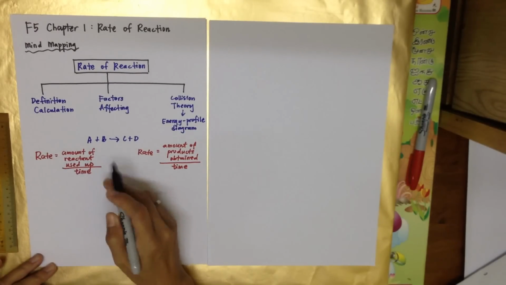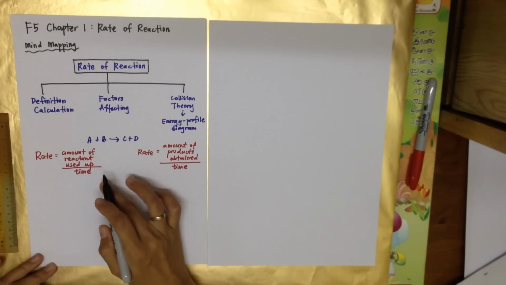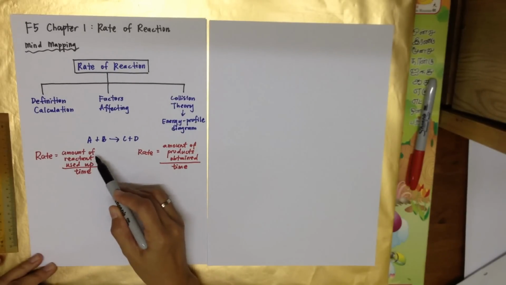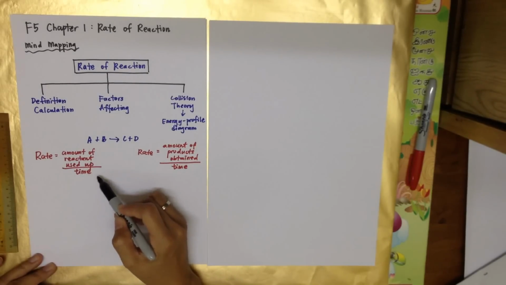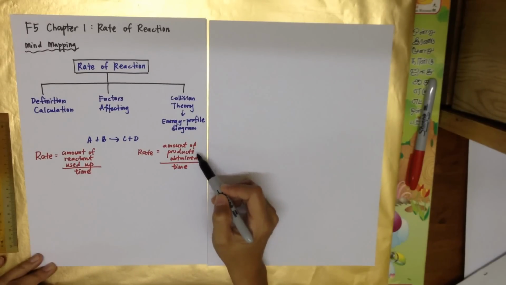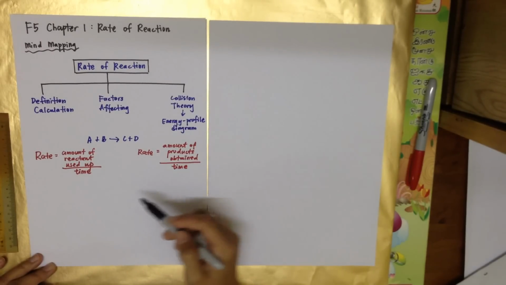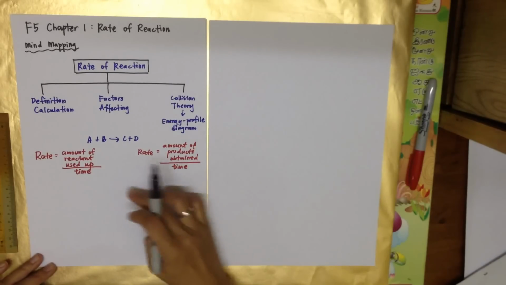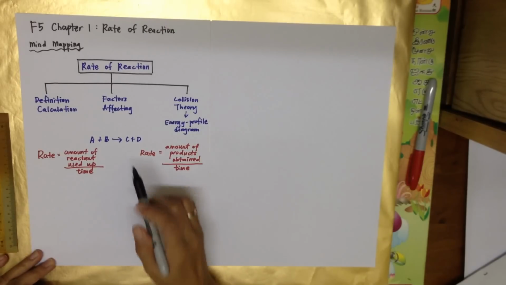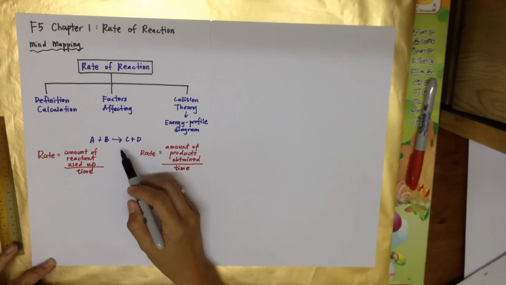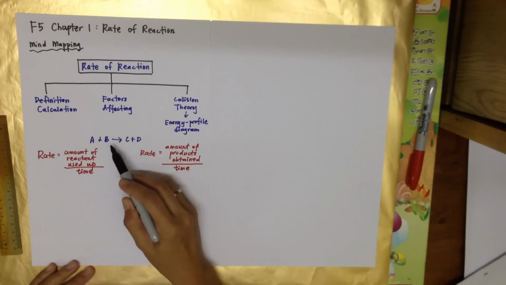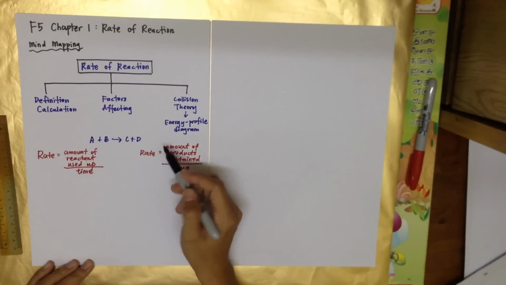So this will be the formula for the rate of reaction, in which rate of reaction equals the amount of reactant used up over time, or rate of reaction equals the amount of products obtained over time. From these two formulas, we can see that it doesn't matter if we measure the rate of reaction by focusing on the reactants or by focusing on the products.